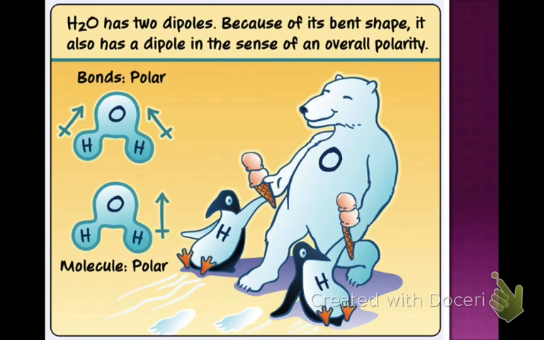H2O has 2 dipoles. Because of its bent shape, it can also have a dipole in the sense of overall polarity. If we were to show the Lewis dot electrons, right here and here, there are more electrons over on the oxygen, and so the arrows point towards it. The hydrogen ends up having a more positive charge, and that's why you have that part of the arrow towards it. The molecule itself is polar because, again, there are more electrons on the oxygen. If you were to cut this in half, it's not going to be symmetric.